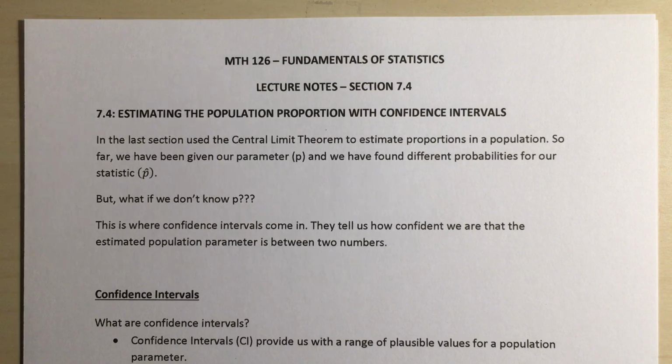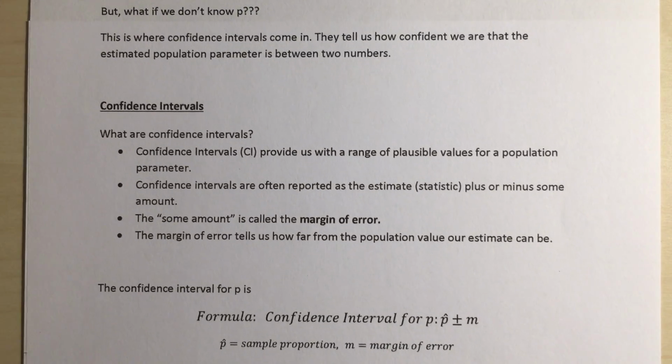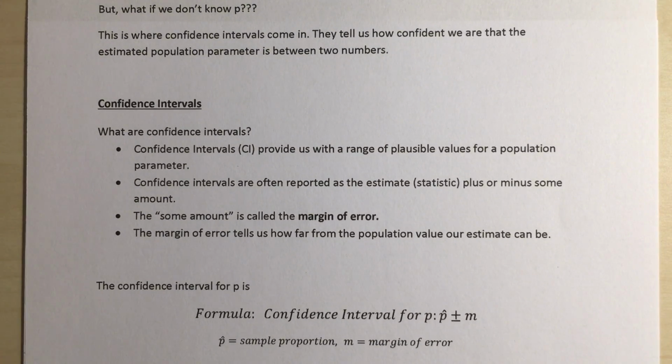So confidence intervals come in, they tell us how confident we are that the estimated population parameter is going to be between two different numbers. Confidence intervals provide us with a range of plausible or possible values for a population parameter. Confidence intervals are often reported as the estimate, the statistic, plus or minus some amount. This amount is called our margin of error. The margin of error tells us how far from the population value our estimate can be.